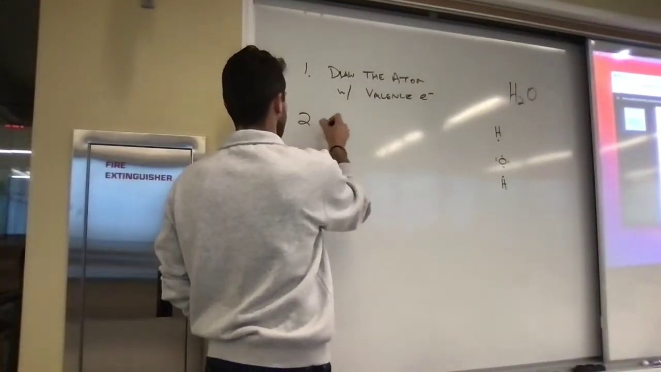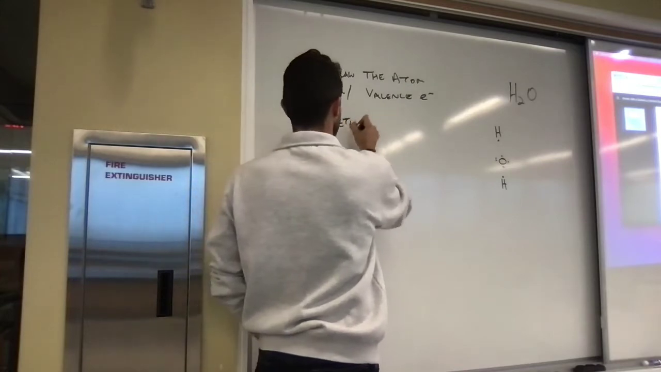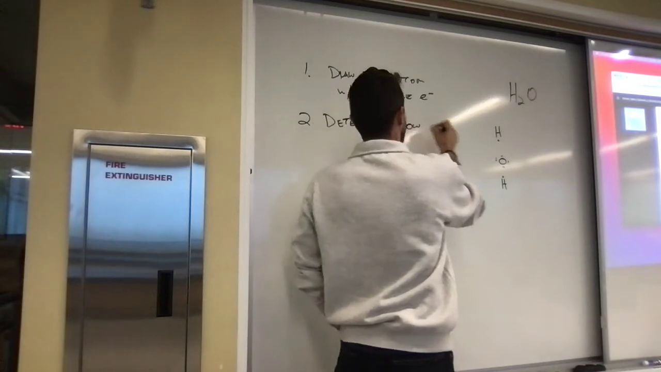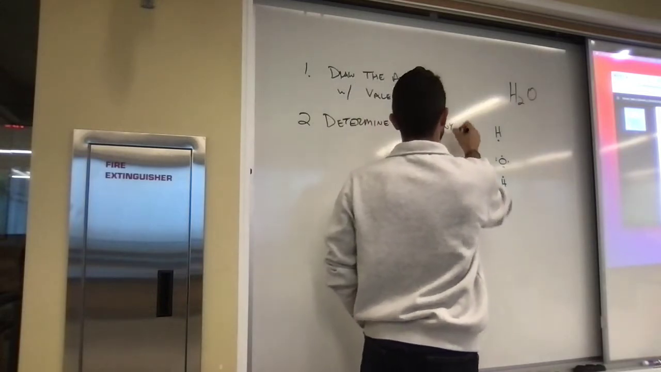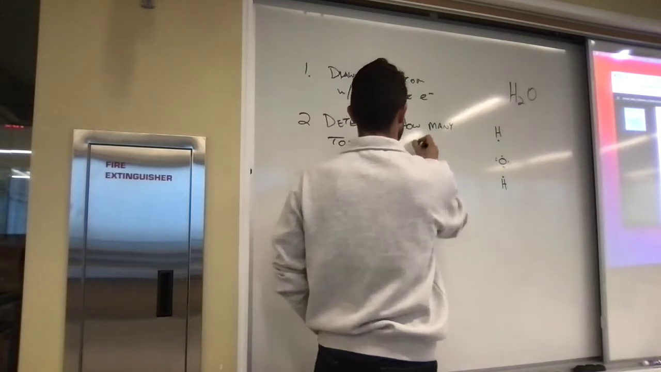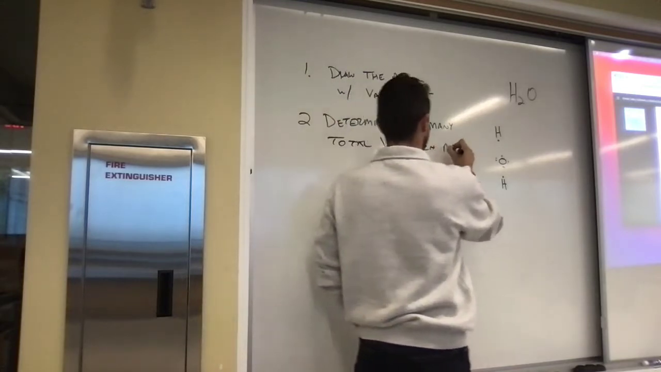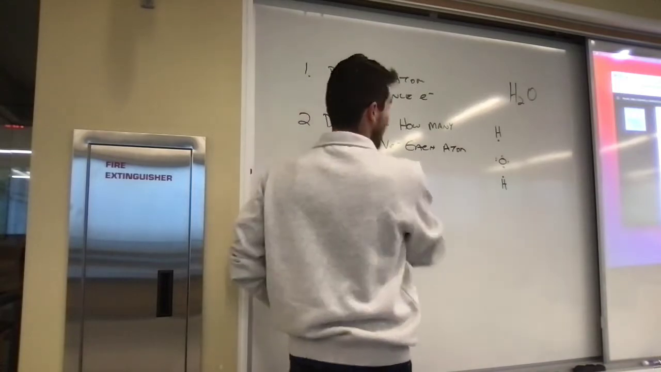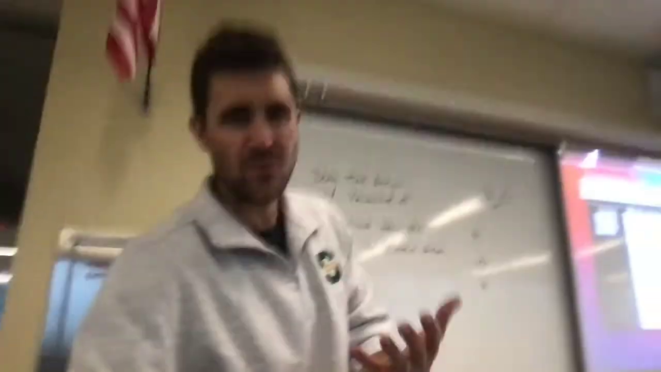Second step, determine how many total valence electrons each atom wants. And so that's pretty easy to do here, right? There's only a few exceptions.